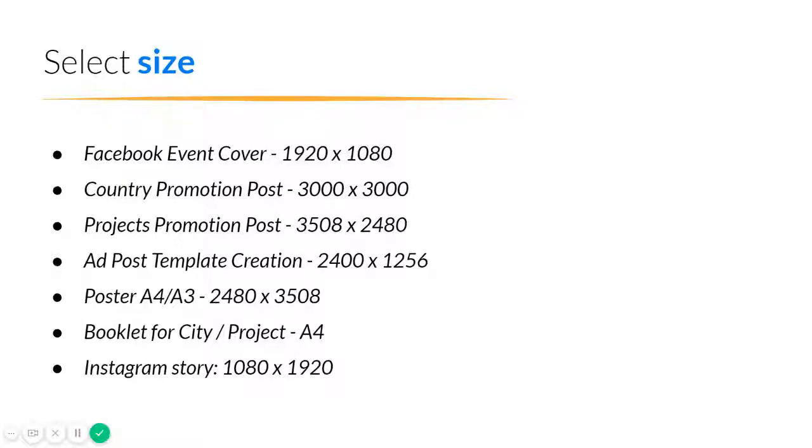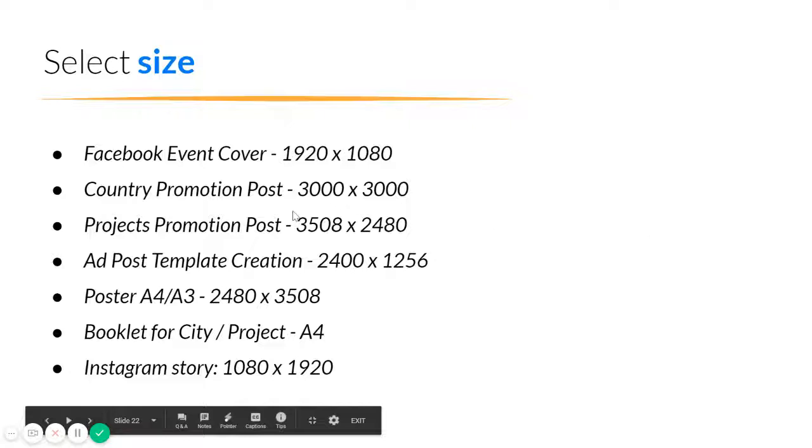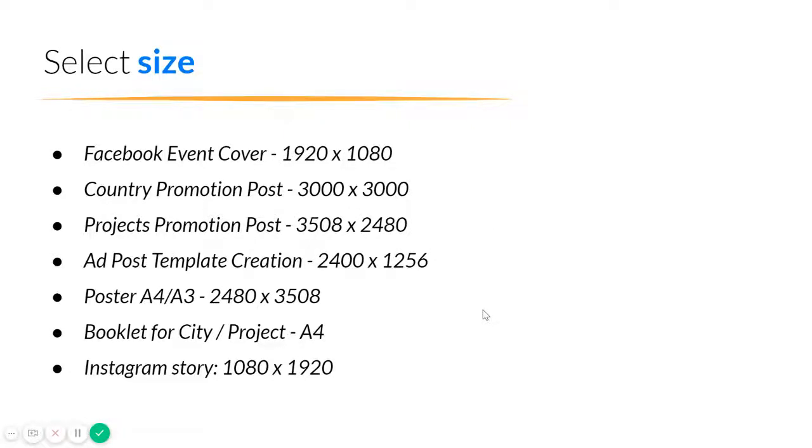Your Facebook event page cover goes at 1920 by 1080p. That is actually roughly the size of the screen. Then your promotion posts. These are for Facebook and they are 3000 by 3000 pixels. Next is projector motion posters. This is one dimension that you can take note of. All of these are in pixels. This is somewhat a landscape mode of Facebook post.